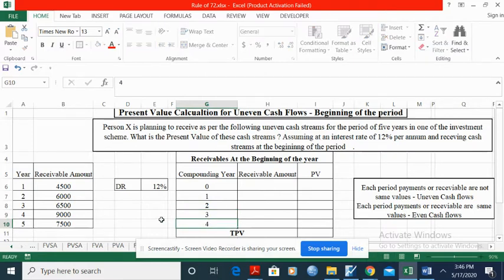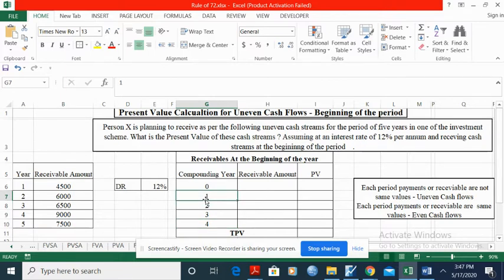So just take another look at the fifth year. When Mr. X is receiving 7,500 rupees at the beginning of the fifth year, but I am calculating present value as on today, so how many years? It is 4 years only.